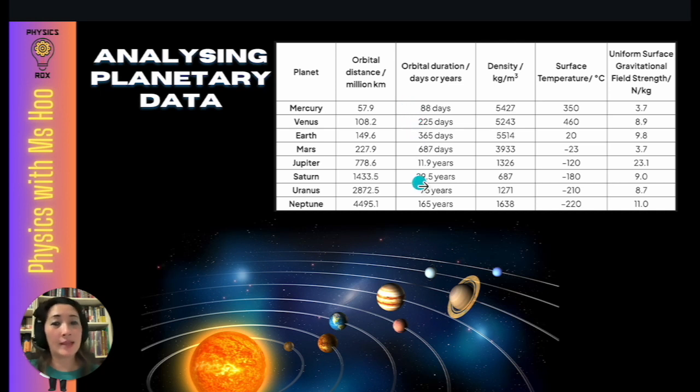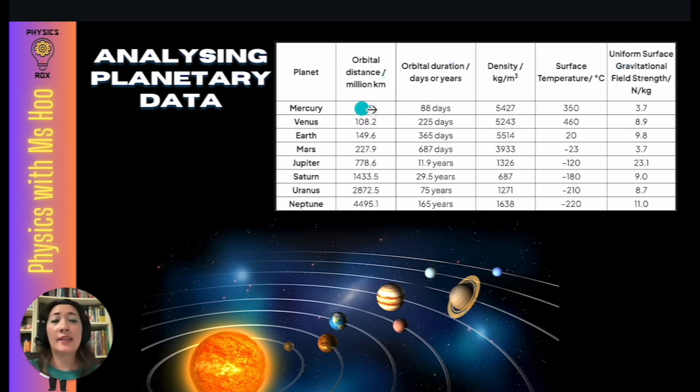And that should make sense, because the further away the planet is from the Sun, the greater the distance it has to travel in that circumference of the orbit. So the orbital duration, which is the time to make one complete orbit around the Sun, obviously it will be longer.